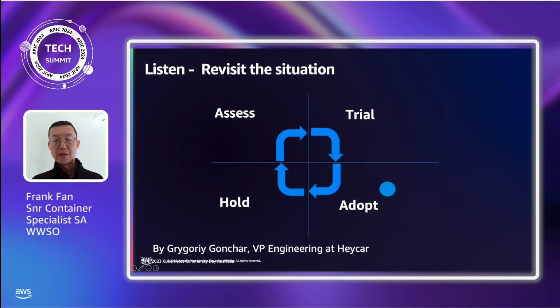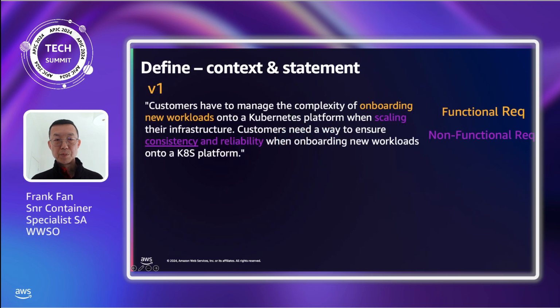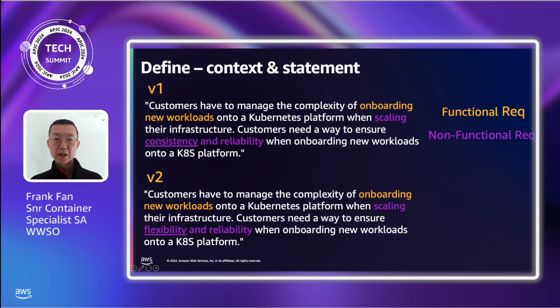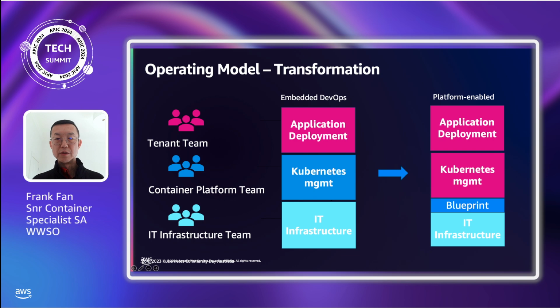So for example, this organization just acquired another company, and the team is very skilled at provisioning and managing Kubernetes clusters. This will trigger an action to reassess the decision made in the past. Previously, consistency was high priority, and there was a constraint about the team's skill. The version 2 of the statement has changed. Flexibility is super important for the newly acquired team, and they are very skilled. And then there's a good reason to transform from the previous model to a hybrid model.